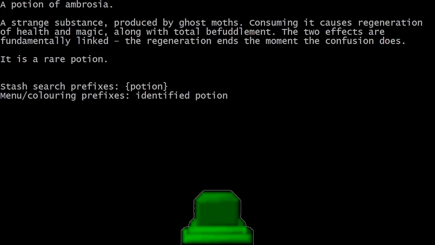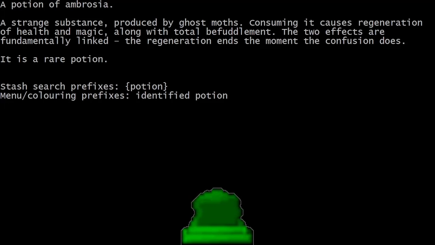If you want to see the effects of Ambrosia in the early game, you can start a Monk, since Monk always starts with a potion of Ambrosia in 0.28, I think it was. I don't know if it was 0.28 or 0.29. Oh, it was probably 0.29 because the change came after attacks of opportunity, and that's a 0.29 change. Anyway, Ambrosia, as it says, gives you HP regen, mana regen, and confusion. All three things are together, linked, intertwined together. You stop being confused, you stop regenerating health and mana.